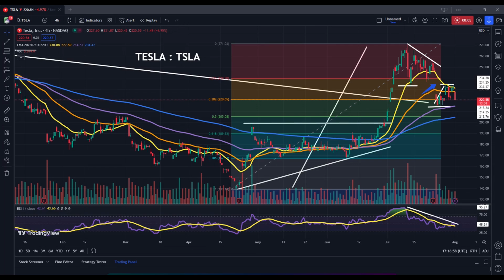We have the 4-hour price chart for Tesla Incorporated, stock ticker TSLA. As we can see here, the stock is trading under some selling pressure, and we're starting to develop a range here at somewhat lower levels.